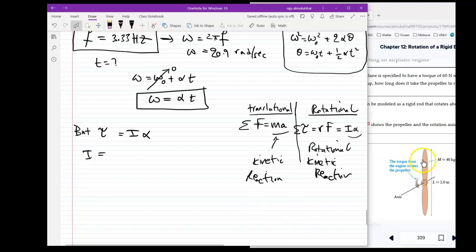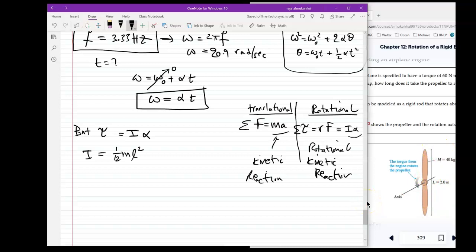Well, look at the propeller. It approximates a rod spinning about its center. You see what I'm saying? It's not exactly accurate. If you were actually working as an engineer in this company, you're not going to use the rod. You're going to probably calculate it very, very accurately. But for the time being, we're just going to say it approximates a rod spinning about its center, which is, if you remember, go back to the table, 1/12 ml squared, L being the length of the rod, 2 meters, okay?